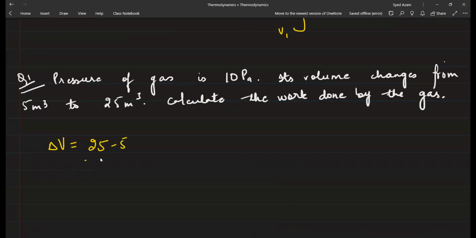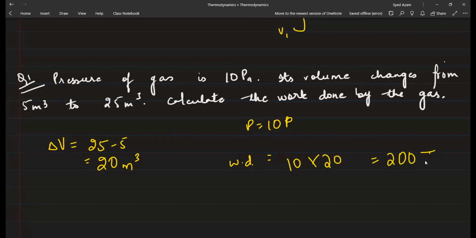25 minus 5, this will be 20 meter cube. And pressure is also given as 10 pascals. So work done, see, pressure is constant. There is no X, Y, Z, nothing. So this will simply be 10 into 20, which is equal to 200 joules.